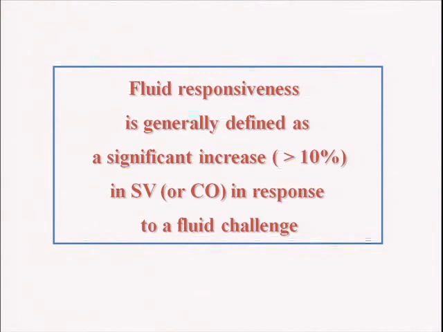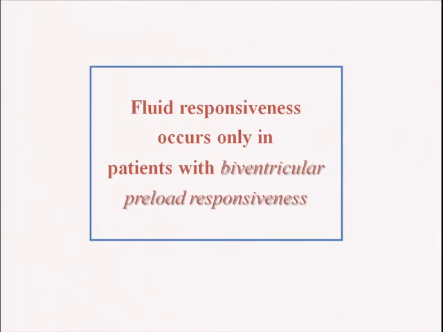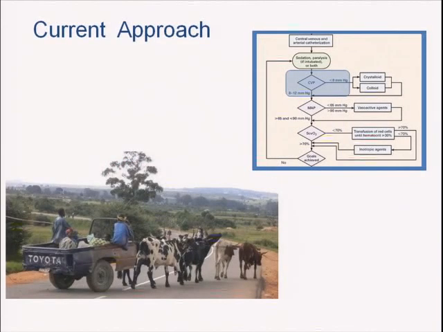When we talk about fluid responsiveness, it's generally defined as an increase in stroke volume or cardiac output of greater than 10% in response to a fluid challenge. And really what it means is the patient has biventricular preload responsiveness. So both ventricles need to be preload responsive.